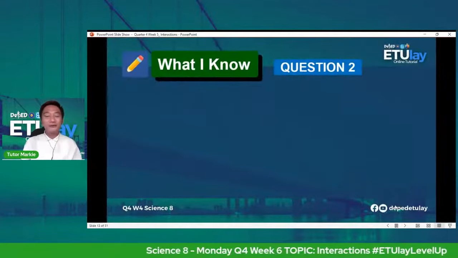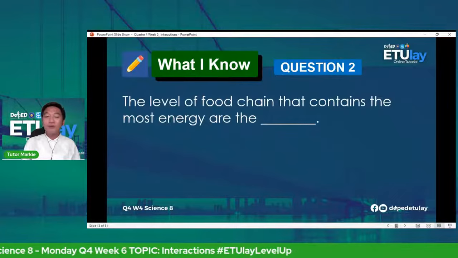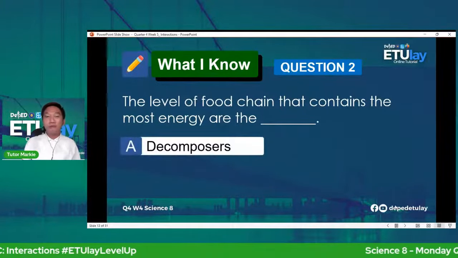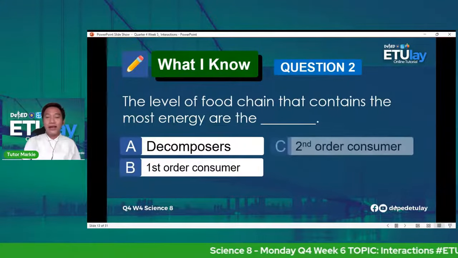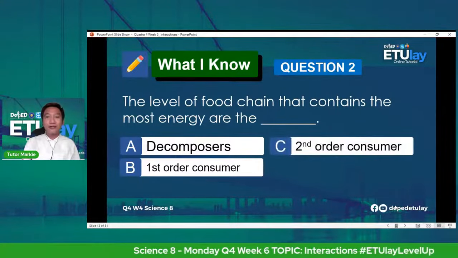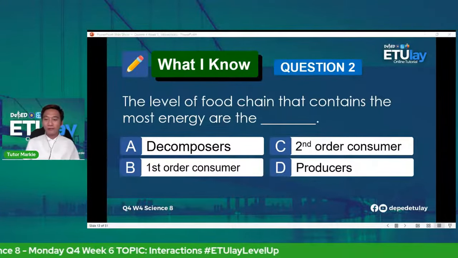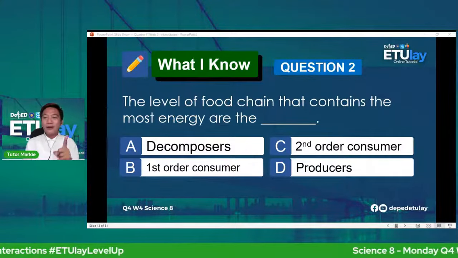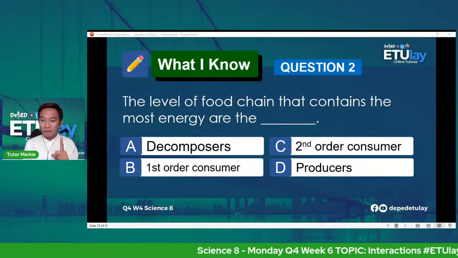For question number 2, the level of the food chain that contains the most energy are the blank. Is it letter A, decomposers? Letter B, first order consumer? Letter C, second order consumer? Or letter D, producers? All right, so we are now on our second question for our pretest. Let's see who answered question number 2.